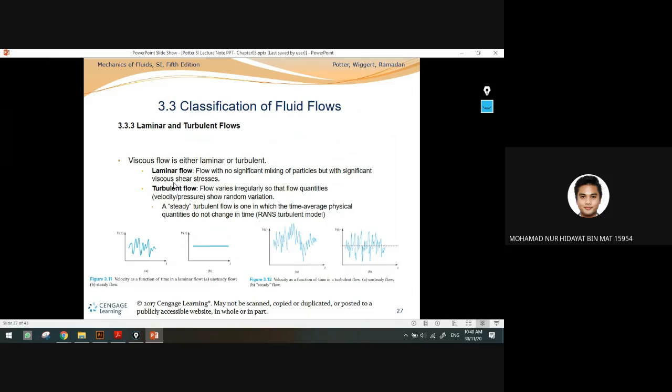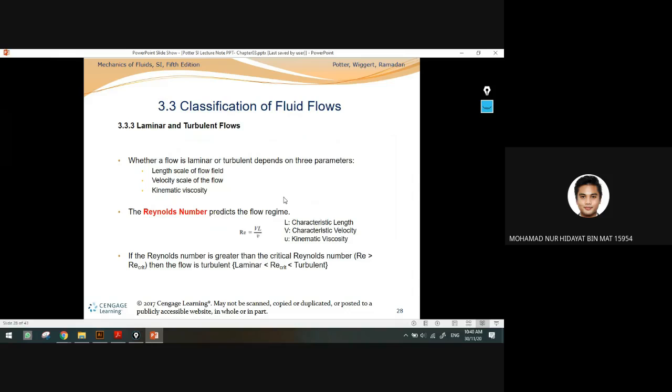When someone asks you what is laminar and what is turbulent: laminar is steady flow. It is not fluctuating; it is in an orderly manner. However, turbulent is flow in an irregular manner, fluctuating over time. So how do you quantify or distinguish whether the flow is laminar or turbulent?